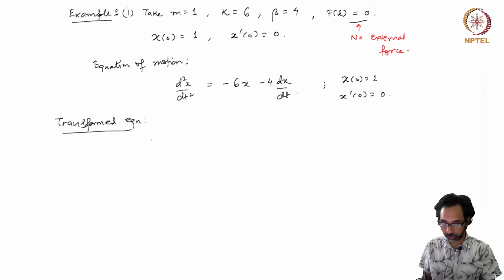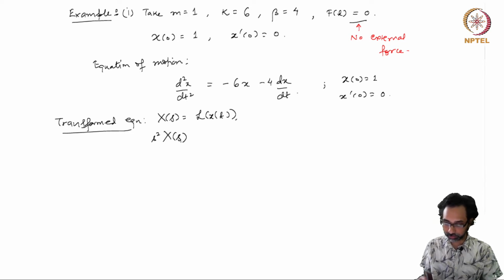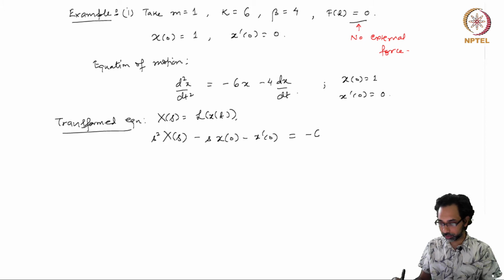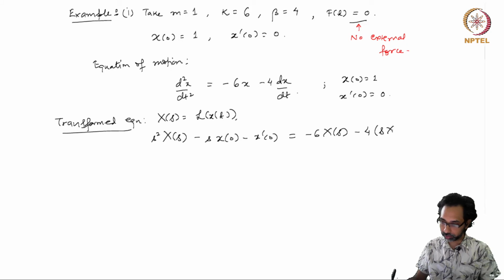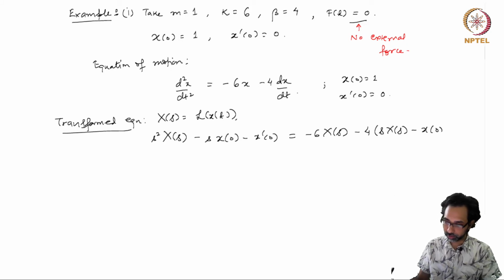So this gives you s square. So again, take X(s) to be the Laplace transform of x(t). So then s square X(s) minus s x(0) minus x'(0) is equal to minus 6 X(s) minus 4 (s X(s) minus x(0)). So this is the Laplace transform of d2x by dt2.